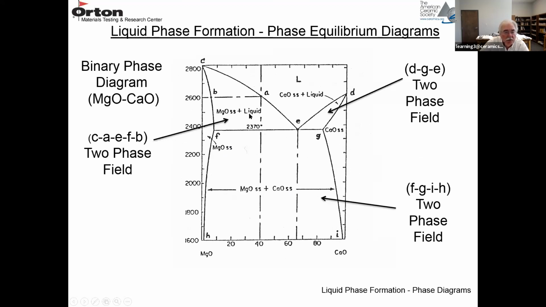There's also two other two-phase regions, and it's a solid and a liquid in both cases. So this is MgO solid plus a liquid. So that's CaEFB. And then this region is a two-phase region, CaO solid plus a liquid. That's D, G, and E. So you have a liquid, a single-phase solid region, another single-phase solid region, a two-phase solid region, and another two-phase region of a solid and liquid, and another one of a solid and a liquid.